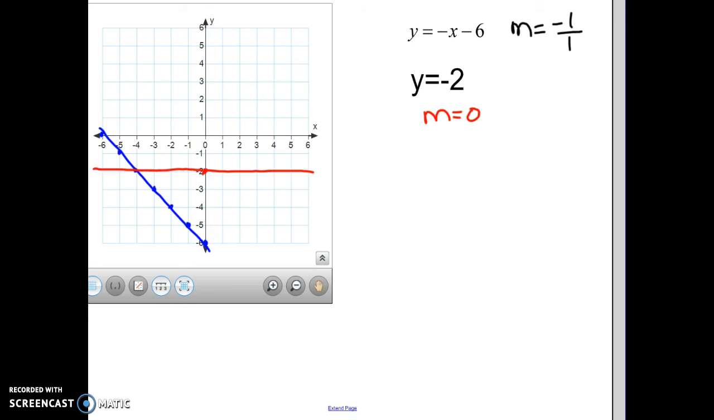Once again, my solution must be a coordinate, so it's written as a coordinate. Here is my intersection. The x value is -4. The y value is -2.